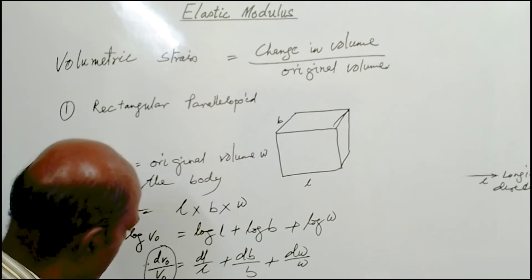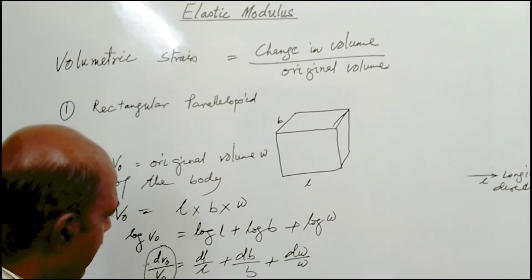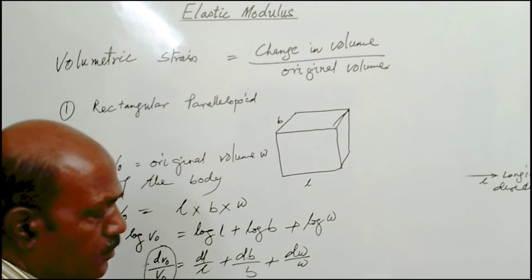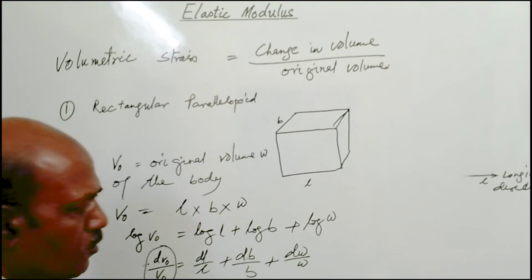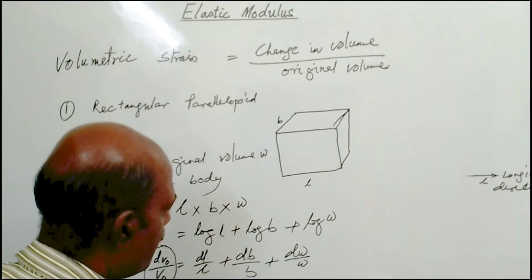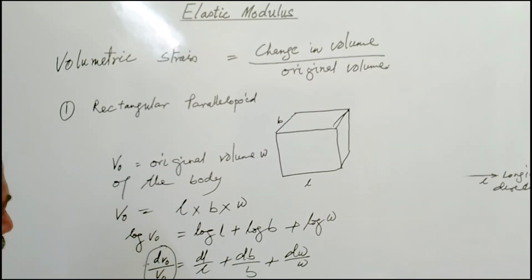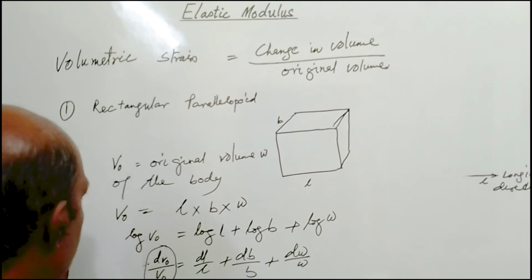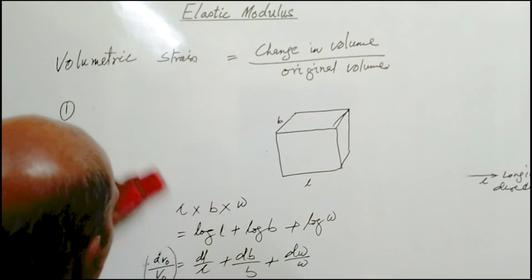So we can write epsilon V is equal to dL by L, that is the strain in L direction, epsilon L, plus dB by B, that is the strain in B direction, epsilon B, and dW by W, that is the strain in W direction, epsilon W. So epsilon V is equal to epsilon L plus epsilon B plus epsilon W, the sum of the strains produced in L direction, B direction, and W direction. Now we will see a cylindrical body.